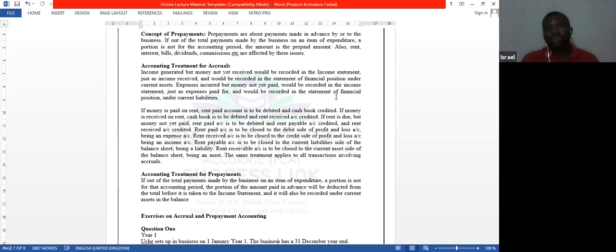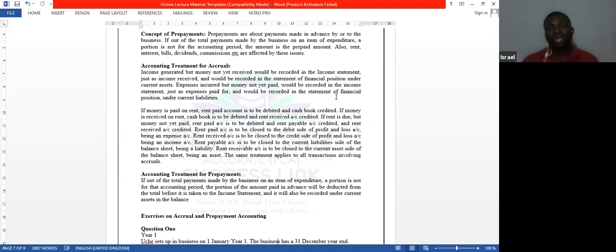And rent paid as well, it will be debited. If rent is received, the cash book will be debited and the rent received will be credited. That is just the movement between these two items.